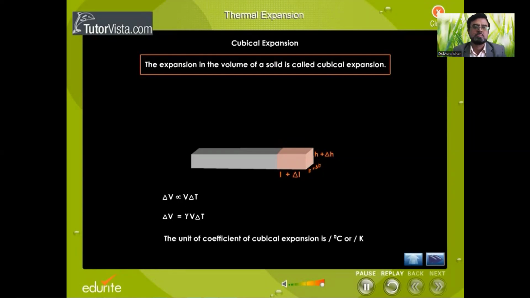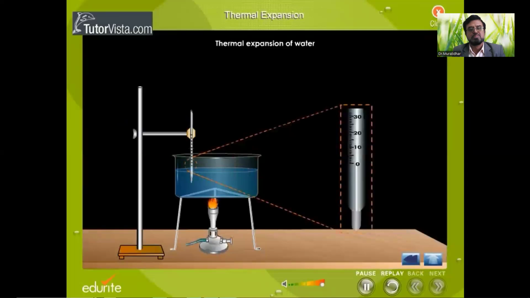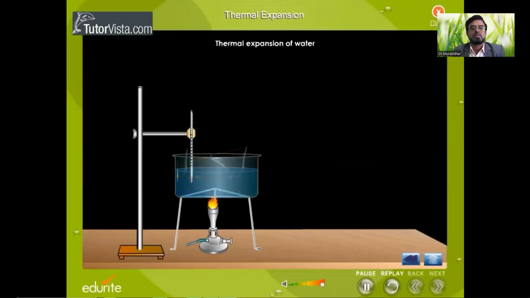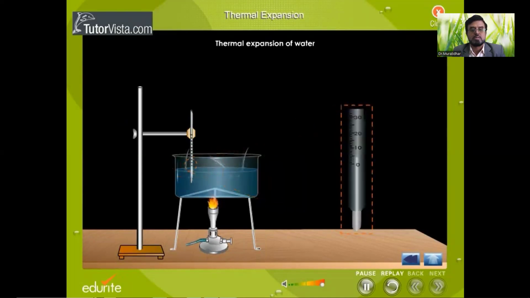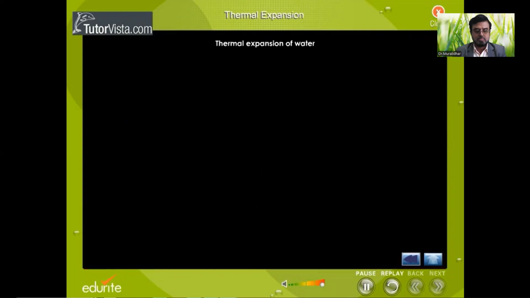Let us now see what happens when water is heated. Expansion of liquids, you can see. Thermal expansion of water. When water at 0 degrees Celsius is heated, it contracts till 4 degrees Celsius instead of expanding and behaves like any other liquid above 4 degrees Celsius. This behavior of water is referred to as anomalous expansion of water. Anomalous means irregular or deviant feature.